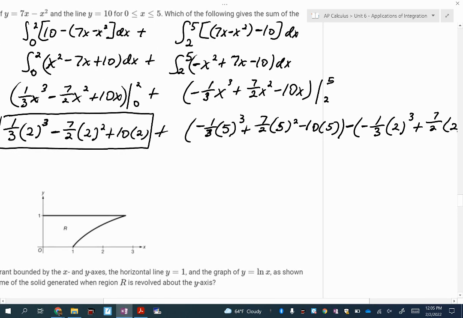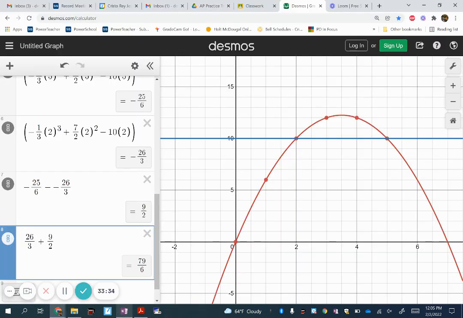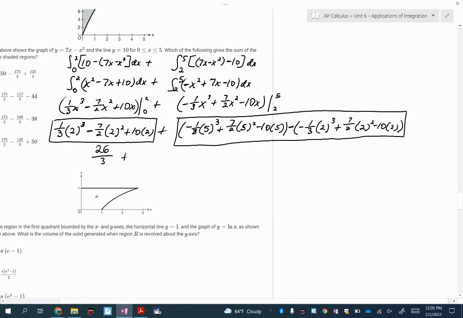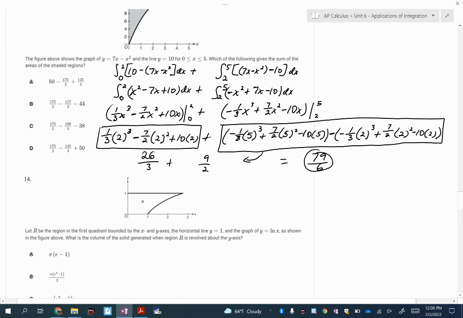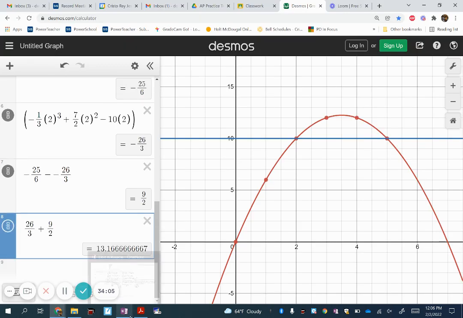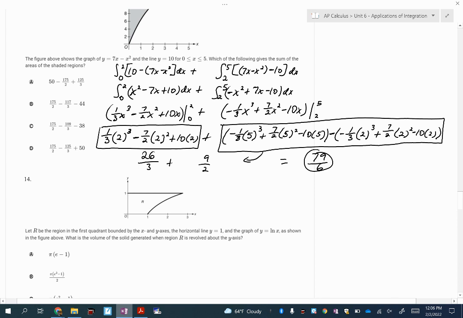All right, so let me give you a little more context. All of that was 26/3. So this is 26/3 plus, and then all of this we said was 9/2, I believe. Yes, 9/2. And then when you get that finished, it becomes 79/6. So this is my answer that I'm looking for. And if you were to type in A, B, C, and D, the only one that gives you 79/6 or 13.16 repeating is going to be letter C, as in cat.